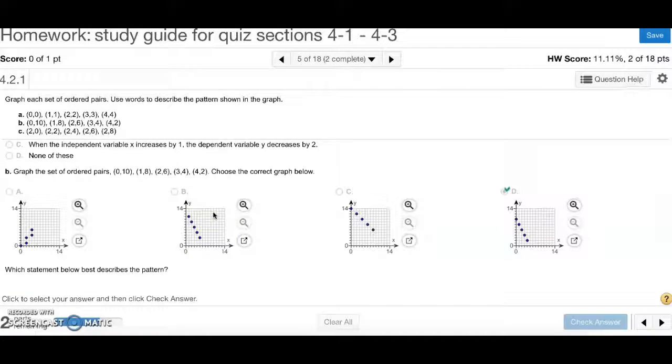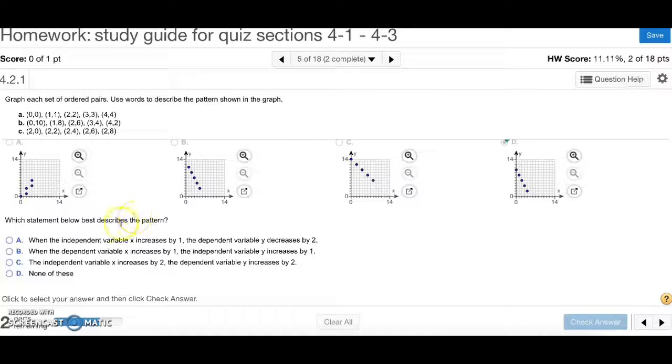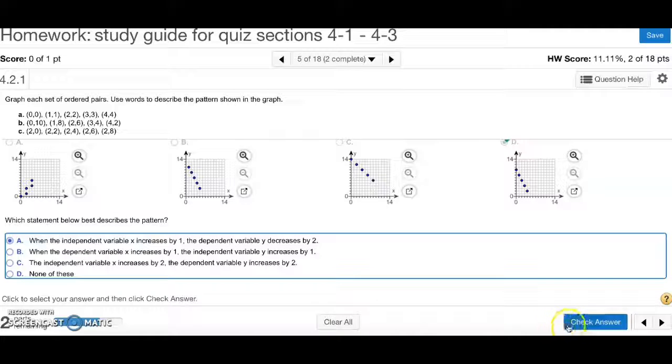Now what's happening is x is increasing by 1, 0, 1, 2, 3, and 4, but the y's are decreasing by 2, 10, 8, 6, 4, and 2, so x is increasing by 1 and y is decreasing by 2.